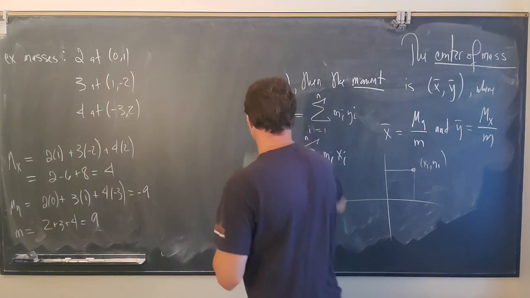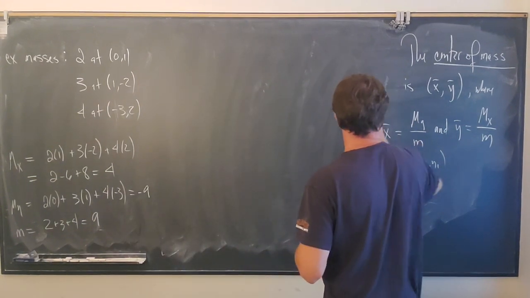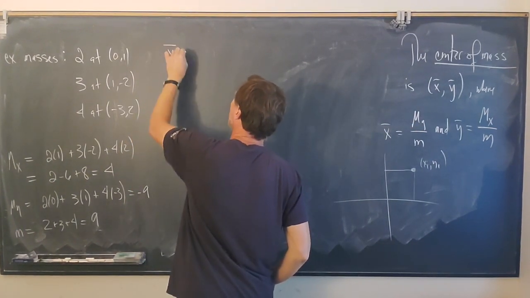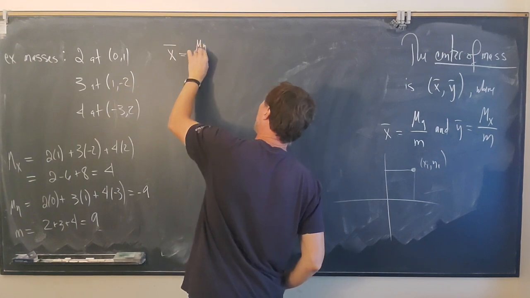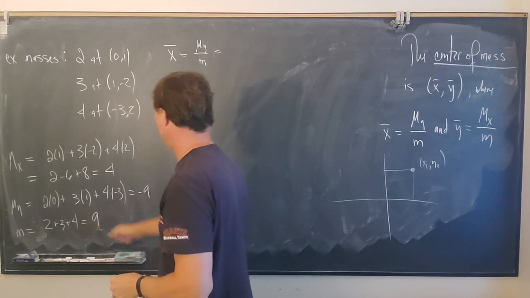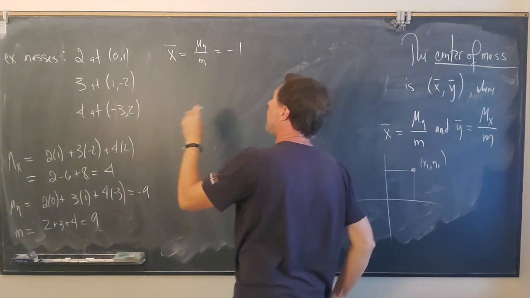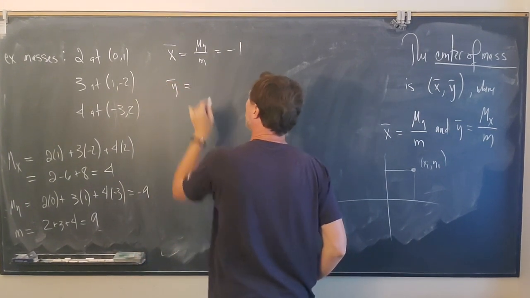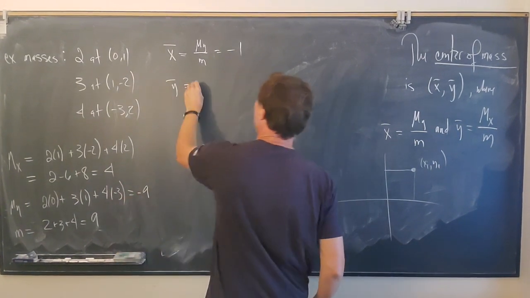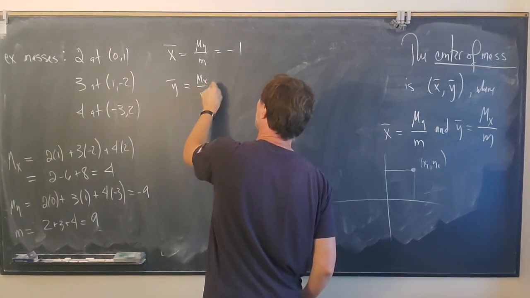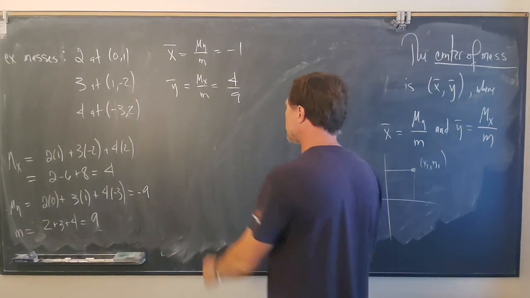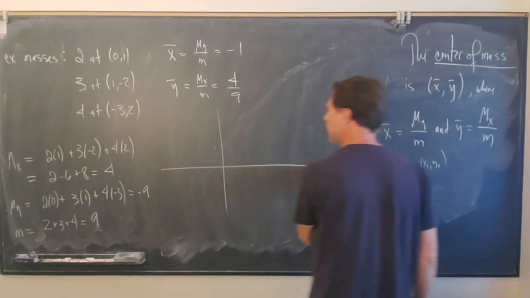All right, so now to find the center of mass, we just set up the appropriate fractions. And so we will have x bar is equal to m sub y divided by little m. So let's see, m sub y is negative 9, and so we'll get a negative 1. And for y bar, we get 4, so that's m sub x over little m. That's going to be 4/9. So let's see if this actually makes sense. Let's draw the picture now.